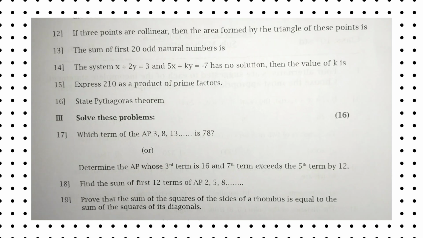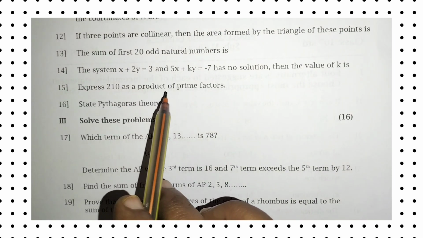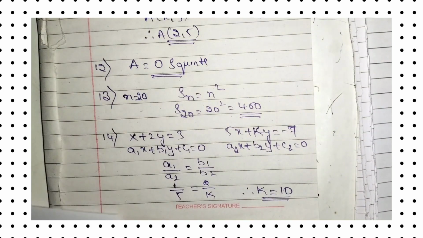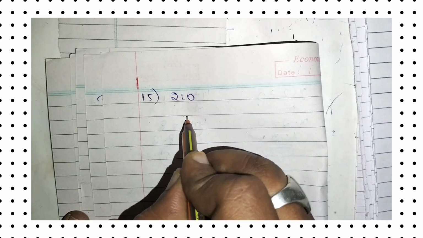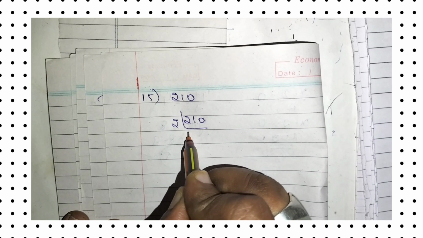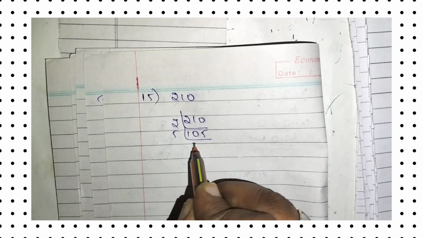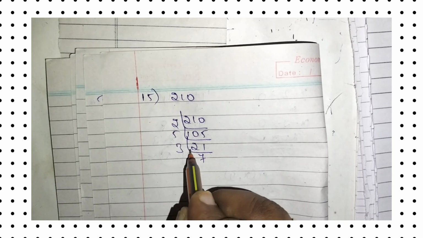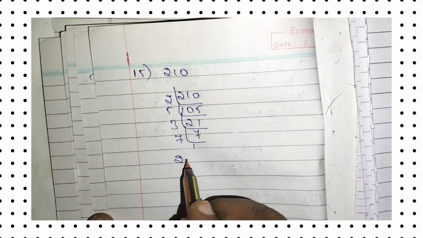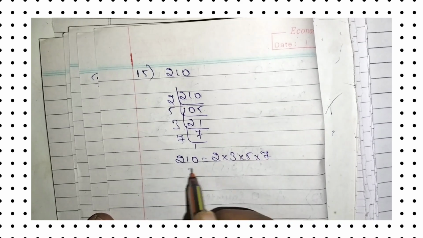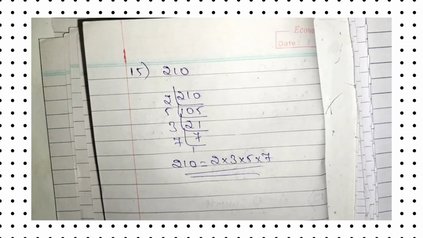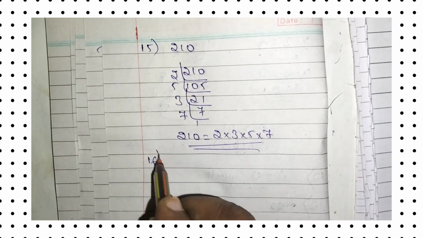Next, let us move to question number 15. Express 210 as a product of prime factors. So let us take 210 and keep dividing. 2 ones are 2, 2 fives are 10, 5 twos are 10, 5 ones are 5, 3 fives are 15... 7 ones are 7. So 210 can be written as 2 × 3 × 5 × 7. This is the answer for question number 15.